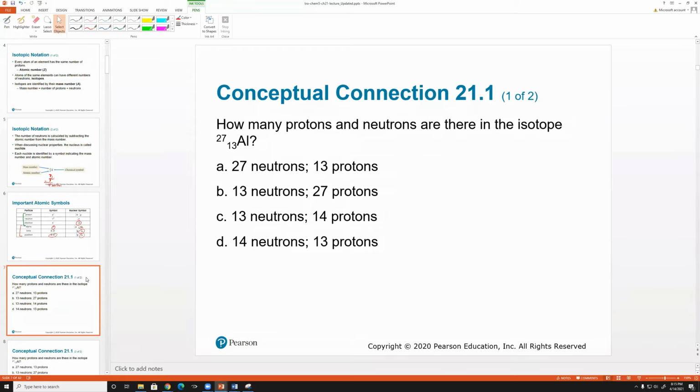Okay, so conceptual question. How many protons and neutrons are in the isotope 2713 aluminum? Answer is D. Yep, it's D. Protons are 13. So neutrons, but some people still had the wrong answer, so I do want to go over it.